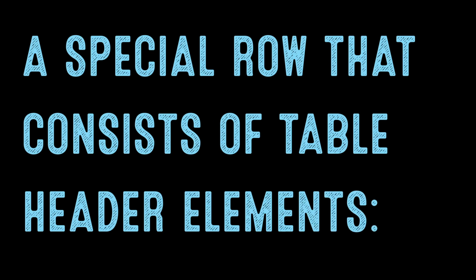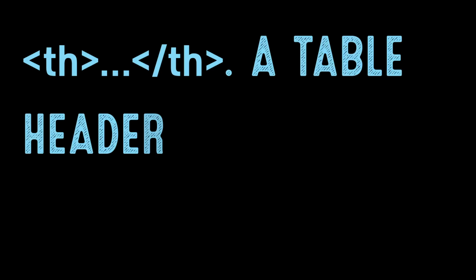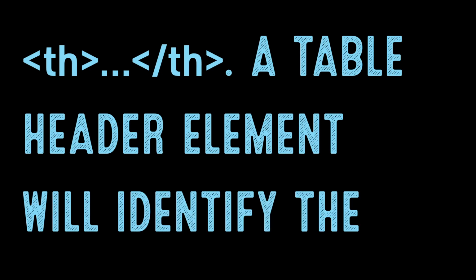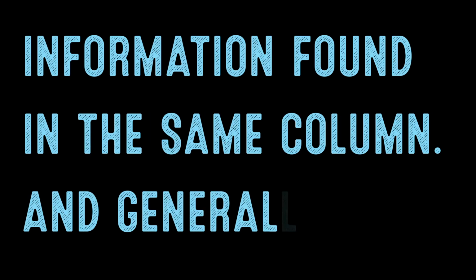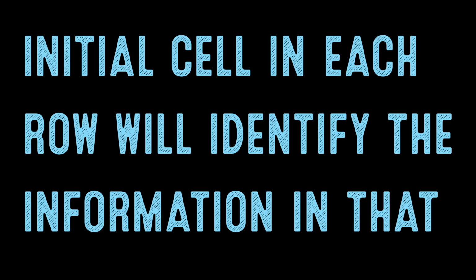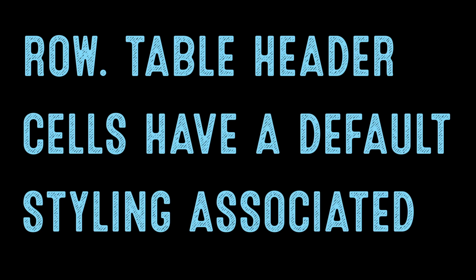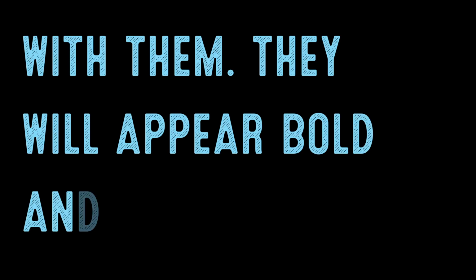To make this more like a traditional table, we should add a special row that consists of table header elements. A table header element will identify the information found in the same column, and generally the initial cell in each row will identify the information in that row. Table header cells have a default styling associated with them. They will appear bold and centered.